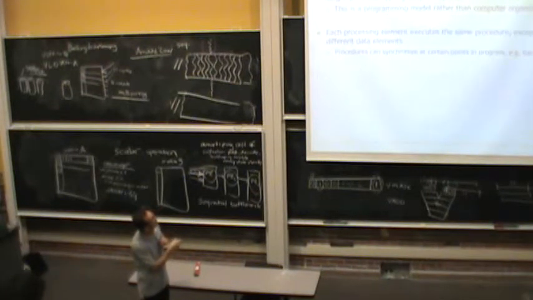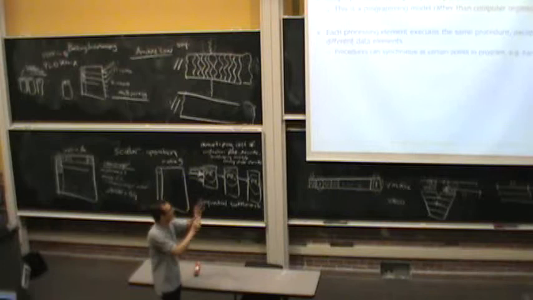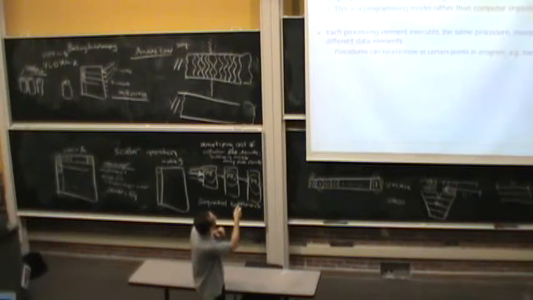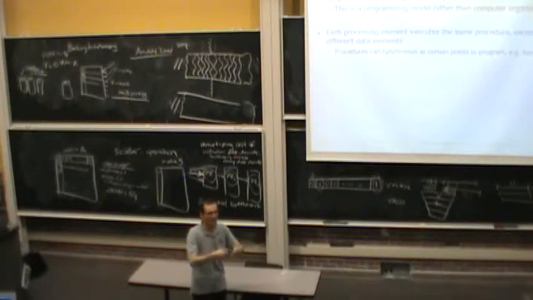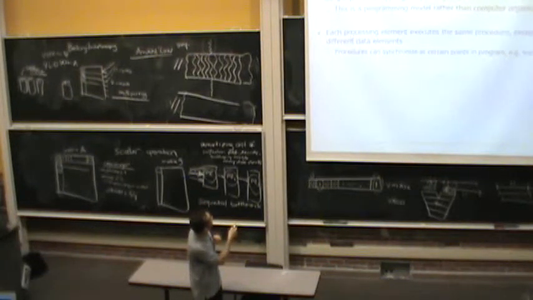This is really a programming model rather than computer organization. You have a single procedure that operates on multiple data. It's essentially different iterations operating on different data elements. If you think of this iteration as a program or procedure, that's your single program. And multiple data elements are the different data elements operated on by those different iterations. In this case, each processing element executes the same procedure, except on different data elements.